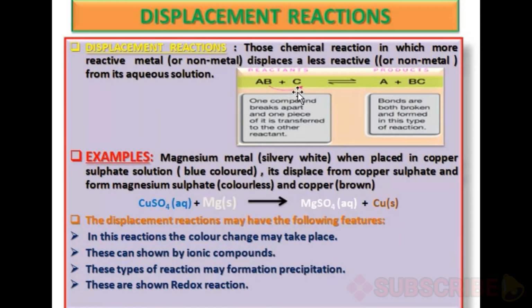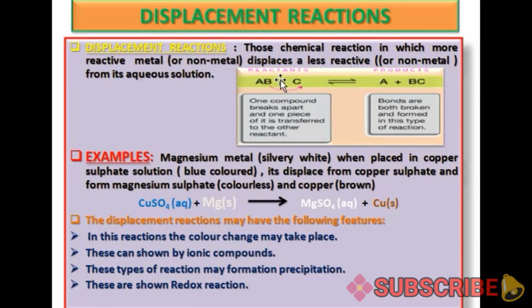Now, the displacement reaction. Displacement reactions are generally given by ionic compounds in aqueous solution. If I define the displacement reaction, then the definition will be: those chemical reactions in which a more reactive metal or non-metal displaces a less reactive metal or non-metal from its aqueous solution.